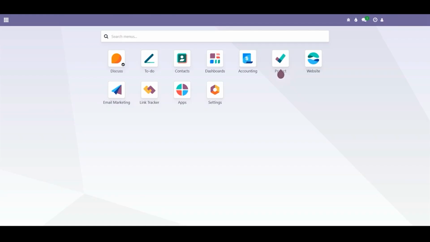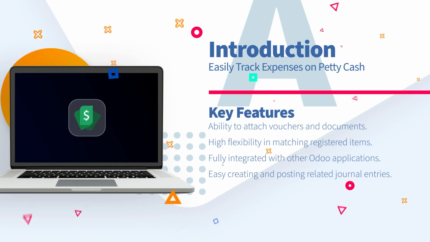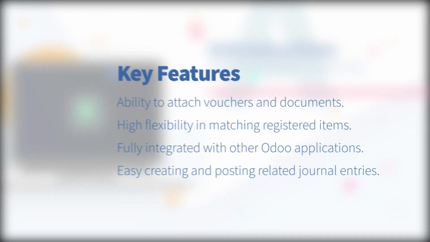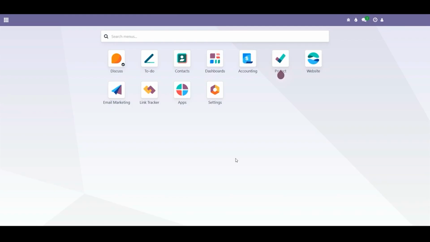In today's video, we're going to take a look at the Petty Cache Management Odoo module developed by Openinside. Petty cache management is a record-keeping process that tracks businesses' use of petty cache to handle small expenses that arise throughout daily operations.